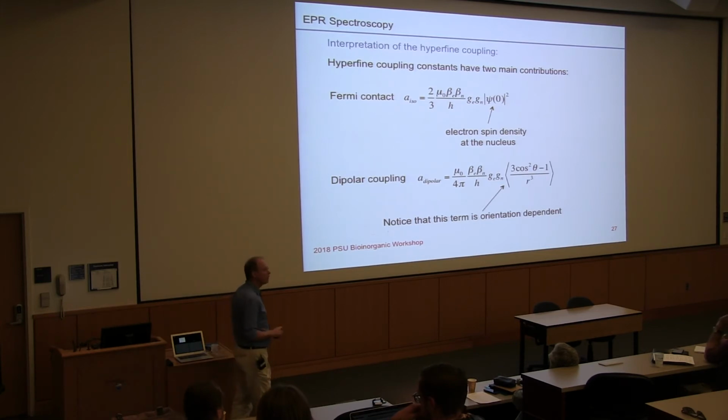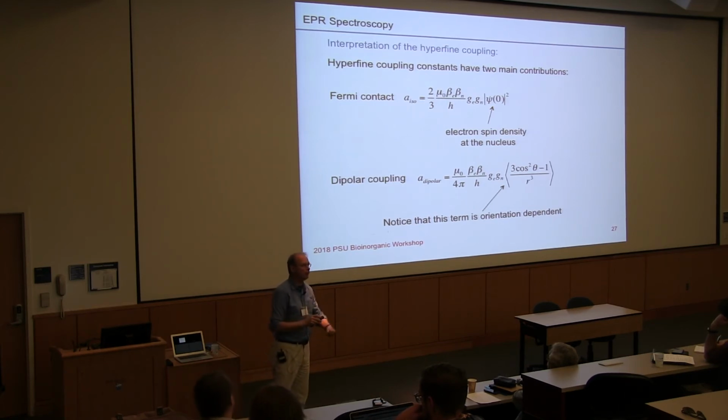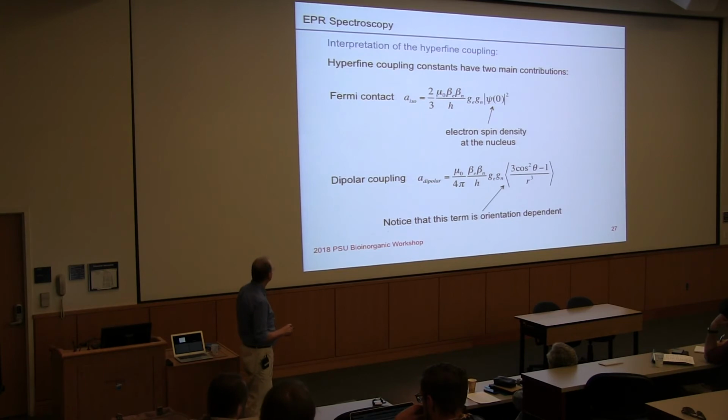One is called the Fermi contact, and basically arises because our unpaired electron has a certain probability of actually being inside the nucleus of any given atom, right? And so the size of the splitting depends on the spin density at the nucleus that we're looking at the coupling from. There is another term, though, which arises from the dipolar coupling.